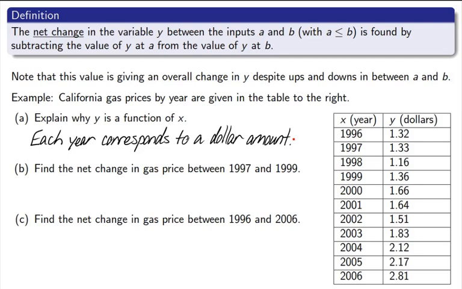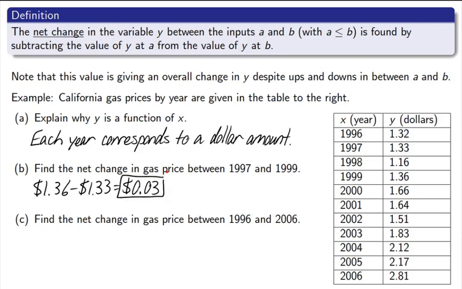So between 1997 and 1999, we've got $1.33 in 1997 and $1.36 in 1999. So again, you take the function value of the larger, which is $1.36, and subtract off the function value of the smaller, which is $1.33. And so I get a change of only $0.03. So that's a 3-cent change in gas price during that time period.